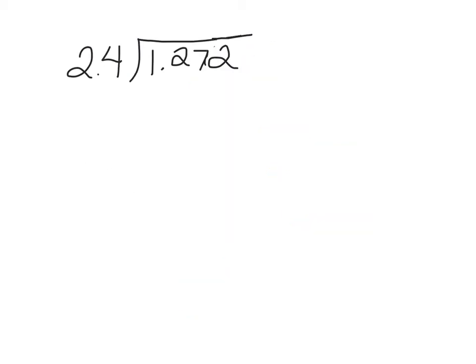Here's another example. I have 2.4 going into 1.272. I took a look here at my decimal, and I need to move this 1 over to the right, because the divisor must always be a whole number. So I moved this 1 to the right, so now I need to move this to the right one space. My next step now is to move the decimal straight up for the quotient. It goes right here. So now I have 24 going into 12.72.